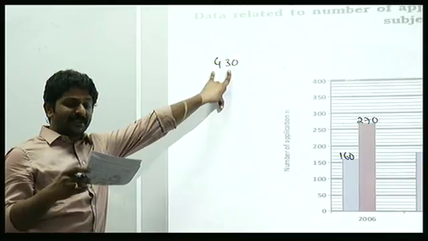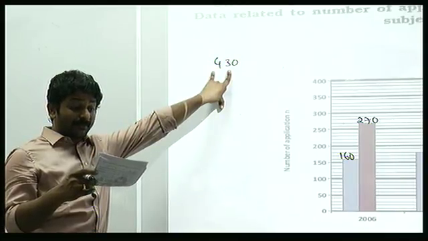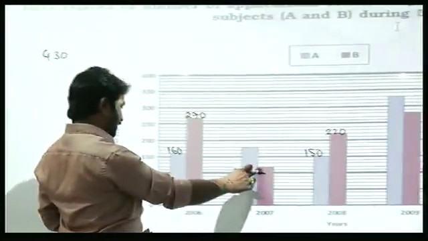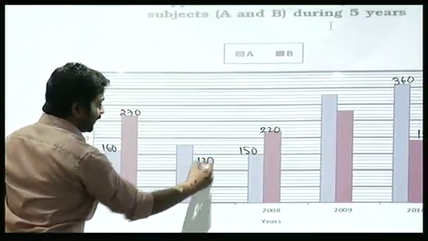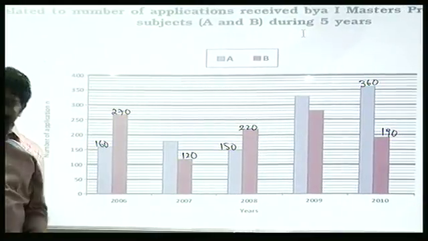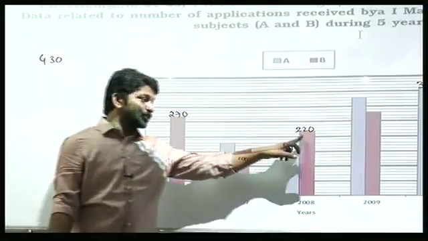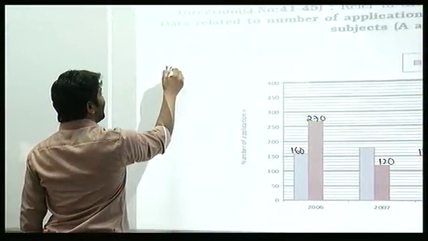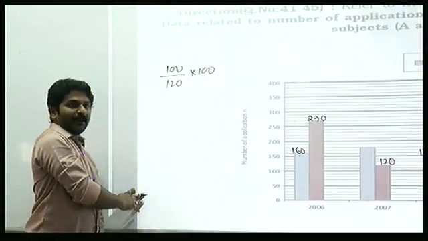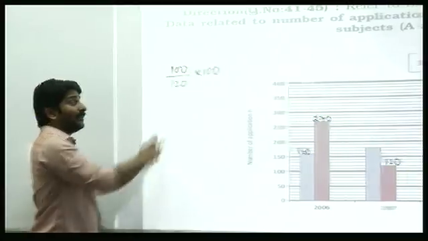Number of applications received for subject B increased by what percent from 2007 to 2008? 2007, subject B, how much do we have? 120. You are asked to calculate how much percentage increase we have. 120 increases to 220, increased by 100. From where? 120. Percentage, right? So into 100, cancellation with 20.